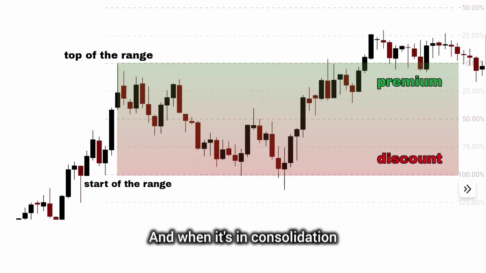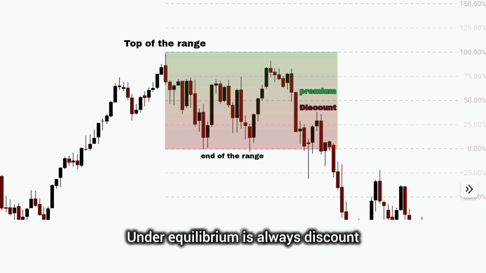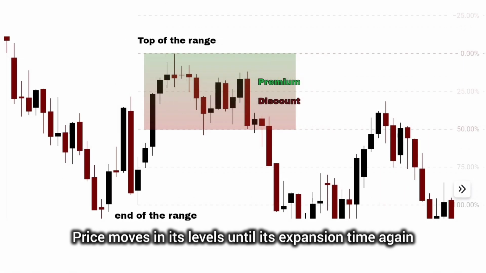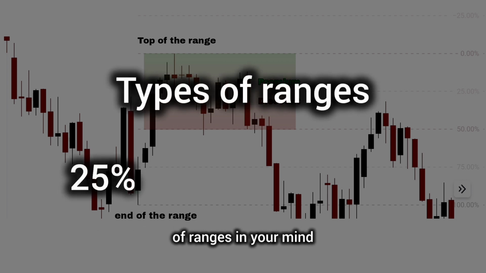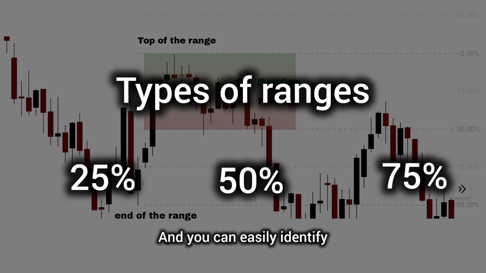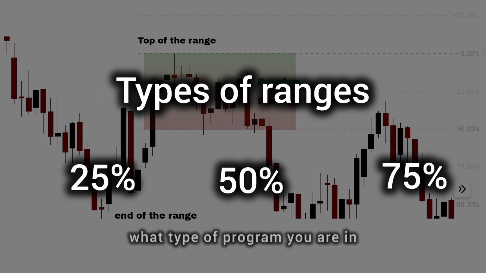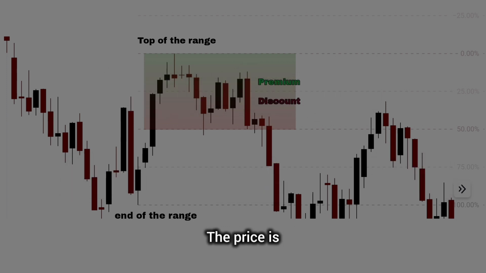And when it's in a consolidation, it's very simple. Under equilibrium is always discount, and above it is premium. Price moves in its levels until its expansion time again. So you should always keep all these types of ranges in your mind and identify what type of range you are trading, and you can easily identify what type of range you are trading by seeing what type of program you are in, what's the condition of the market, how bullish or bearish the price is.